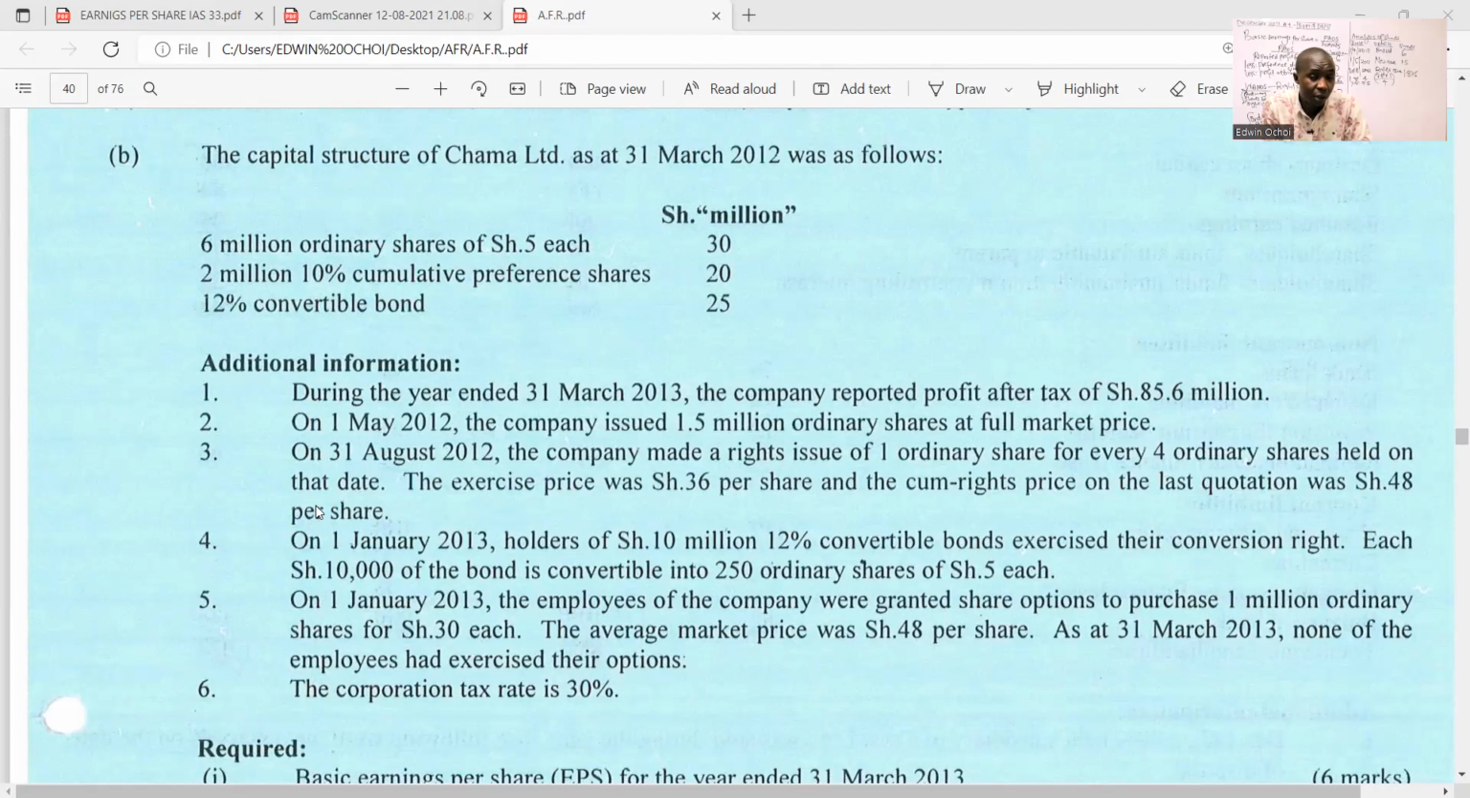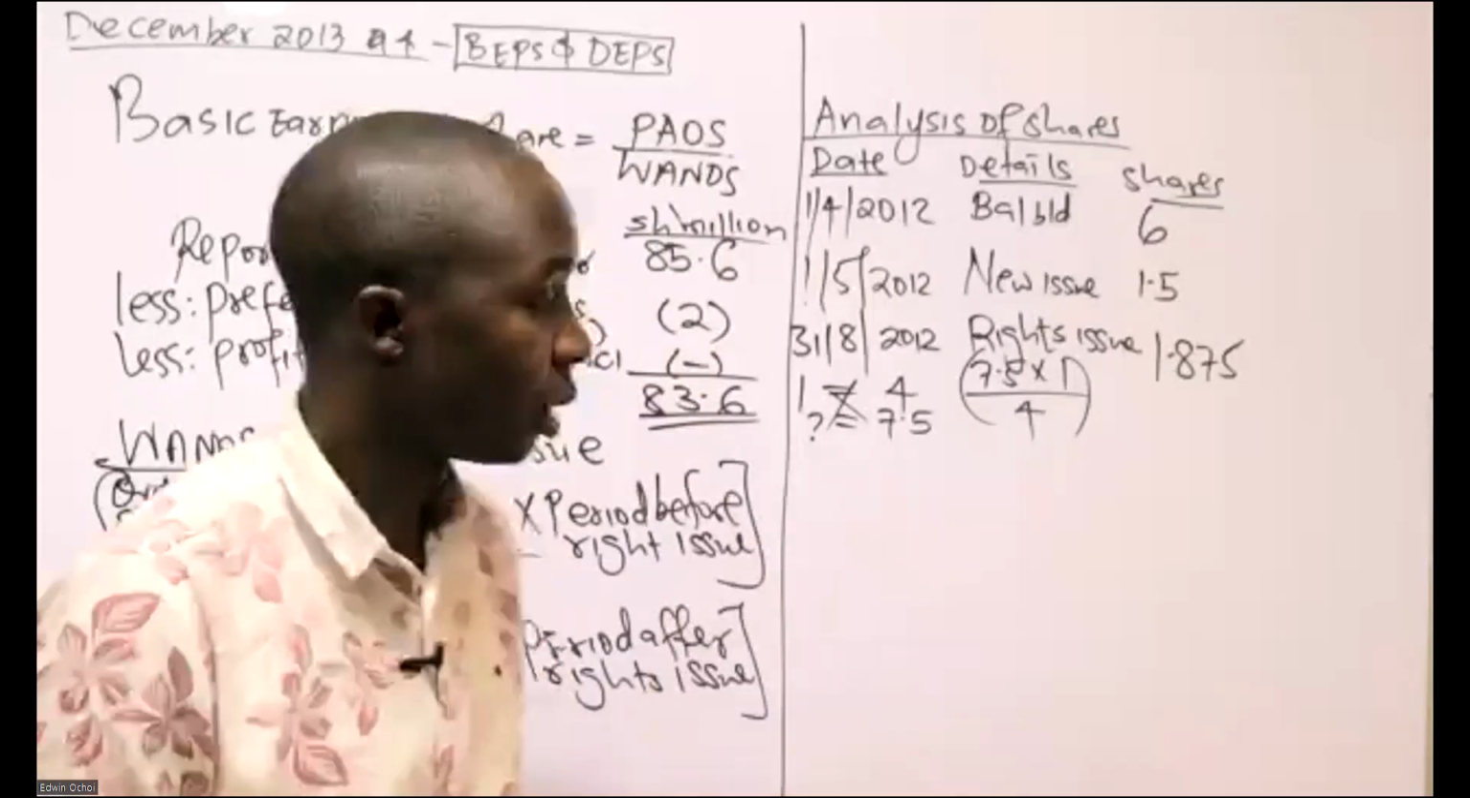Remember that based on the capital structure above, we have 12% convertible bonds. Their value is 25 million. In note 4, they are saying, on 1st January 2013, holders of 10 million 12% convertible bonds exercised their conversion rights. Each 10,000 of the bond is convertible into 250 ordinary shares. So we have to incorporate them here.